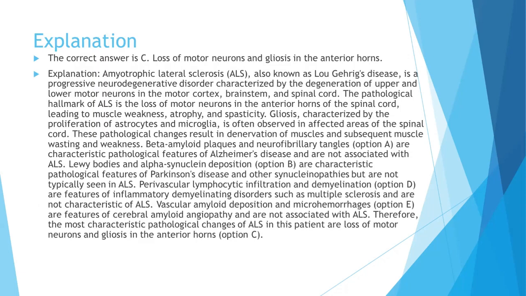So the correct answer is C, that is loss of motor neurons and gliosis in the anterior horn. Amyotrophic lateral sclerosis, also known as Lou Gehrig disease, is a progressive neurodegenerative disorder characterized by the degeneration of upper and lower motor neurons in the motor cortex, brainstem, and spinal cord. The pathological hallmark of ALS is the loss of motor neurons in the anterior horns of the spinal cord, leading to muscle weakness, atrophy, and spasticity. Gliosis, characterized by the proliferation of astrocytes and microglia, is often observed in affected areas of the spinal cord, and these pathological changes result in denervation of muscles and subsequent muscle wasting and weakness. Beta-amyloid plaques and neurofibrillary tangles are characteristic features of Alzheimer's disease.